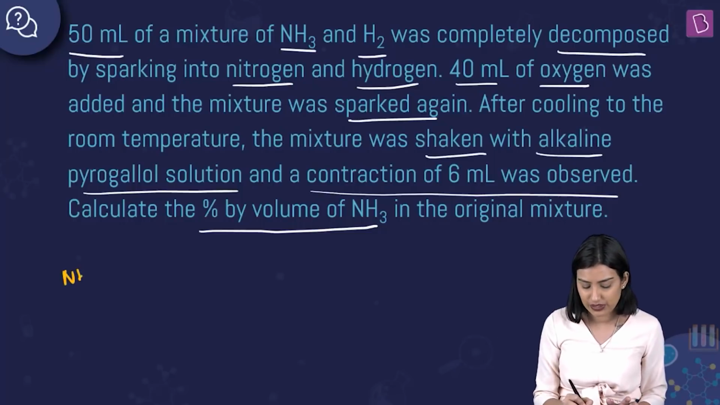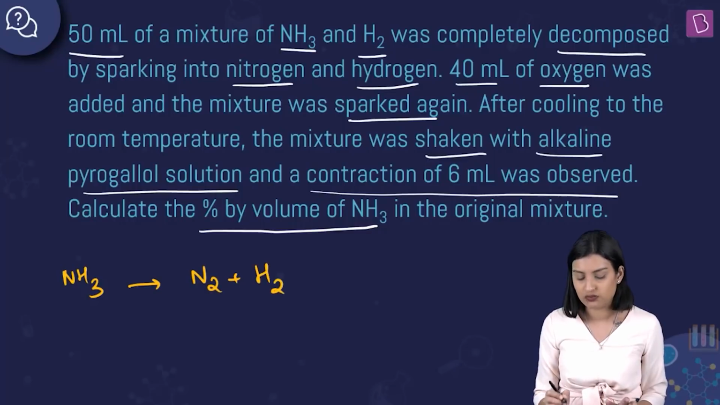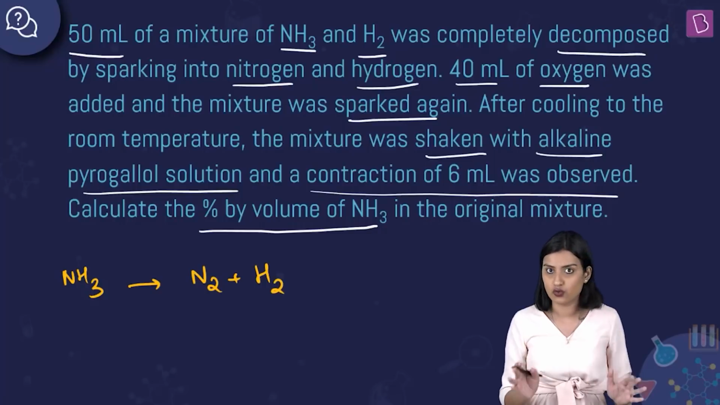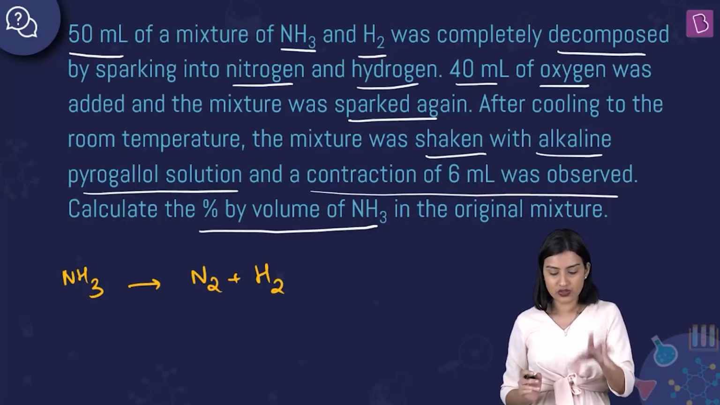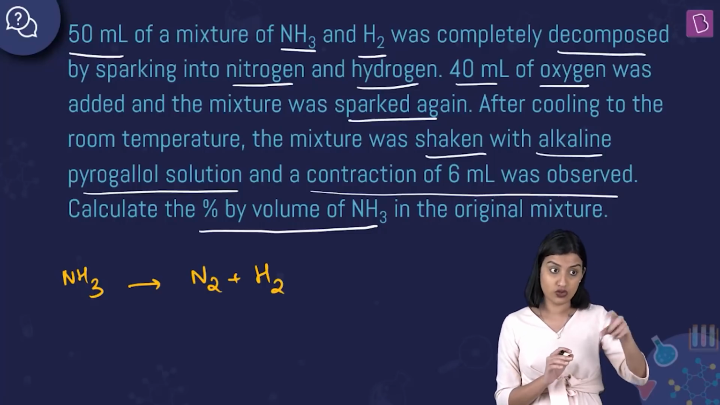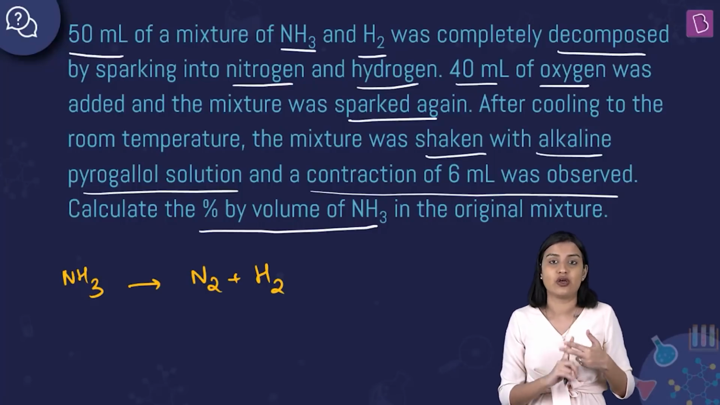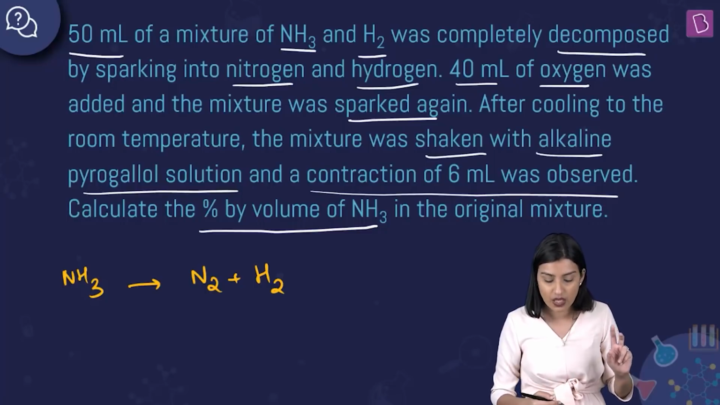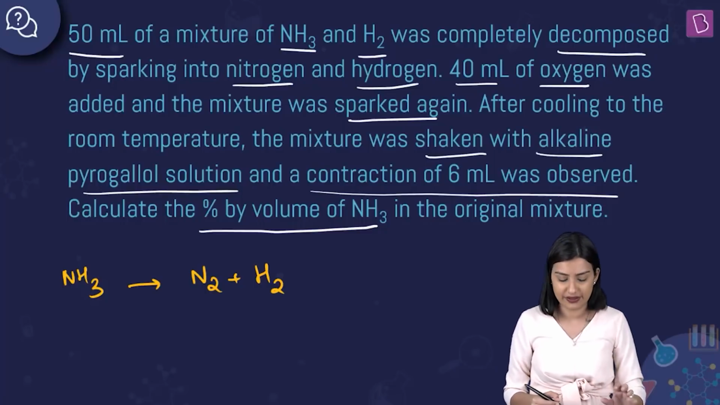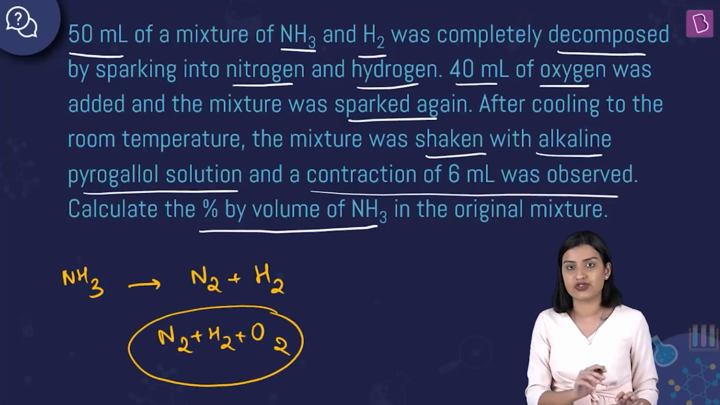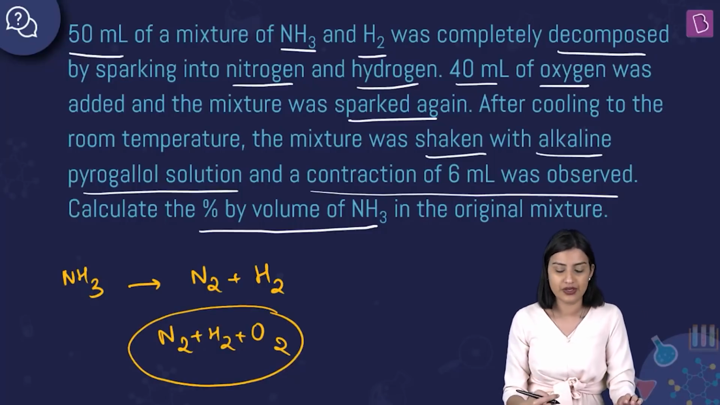So this ammonia was decomposed into N2 plus H2. We have not balanced it. This is just what the reaction looks like qualitatively, not quantitatively. Then you have the original hydrogen that was present. Now to this mixture of N2 and H2, oxygen was added, right? So now you have N2 plus H2 plus O2, these three gases in the mixture. 40 ml of O2 is added here.